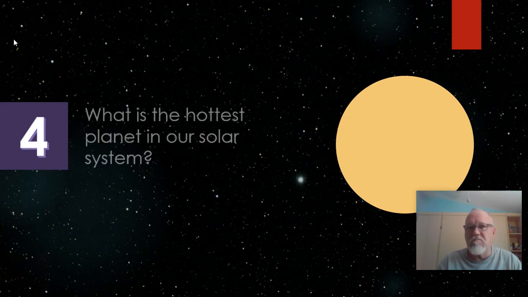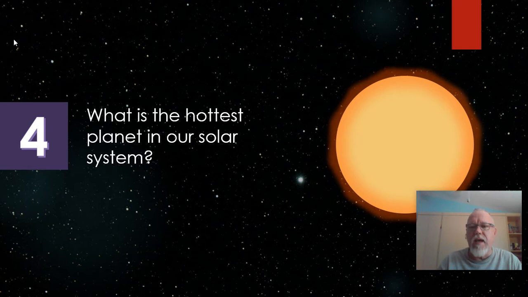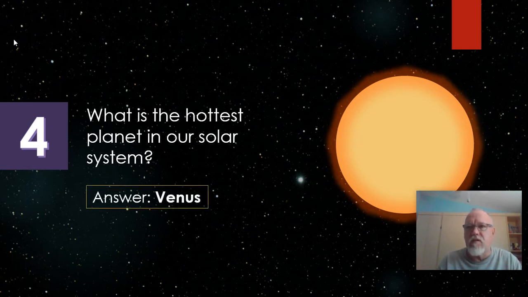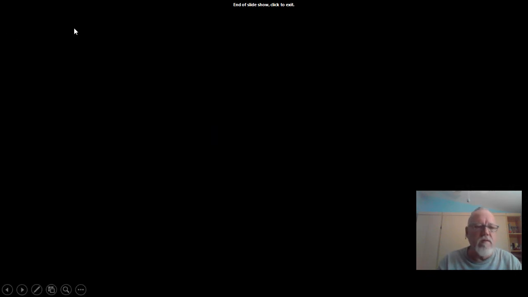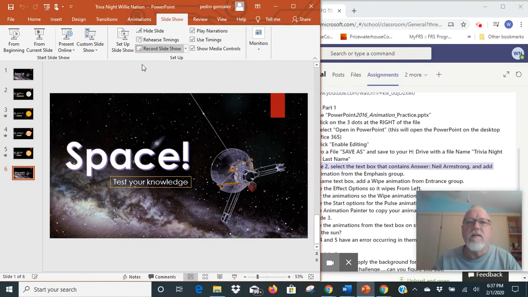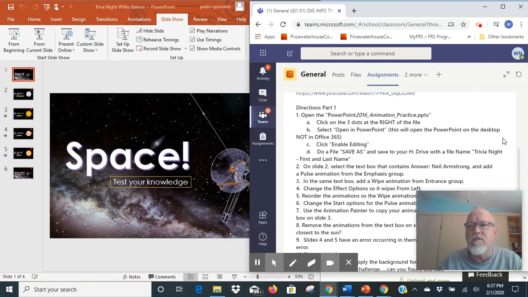Slide 4, same thing. It clicks to open it in, and it does a cute little animation on the side there. You see the glow around spin, and the answer comes in. Okay, and then that's the last slide from it. So we're going to go ahead and hit escape, and it takes you back to your PowerPoint presentation. So we're going to go back to slide 1, go back over here to our instructions. And on step 2, it says, on slide 2, select the text box that contains answer Neil Armstrong and add a pulse animation from the emphasis group.